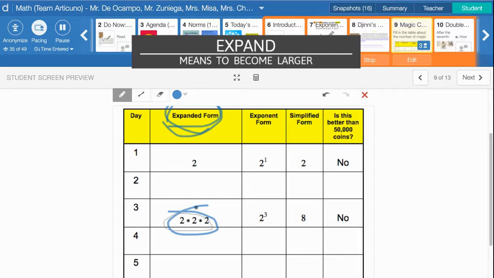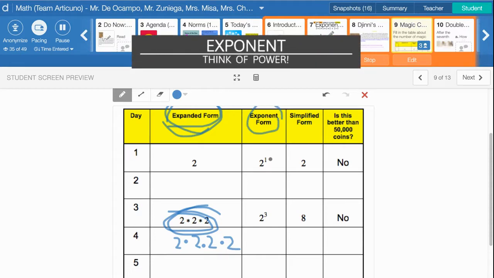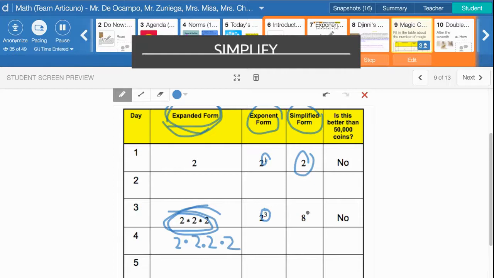And you can see right here for sure that as we keep on writing more of these, you can see how stretchy it becomes, how it expands or stretches. Okay, now when we talk about exponent form or exponential form, that is where we are writing the exponents or the powers. Those little tiny numbers are your exponents or powers. And when we talk about simplified form, we are talking about writing something simple, which here is just the number.